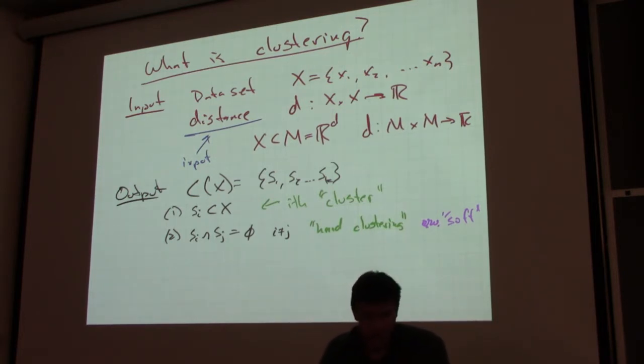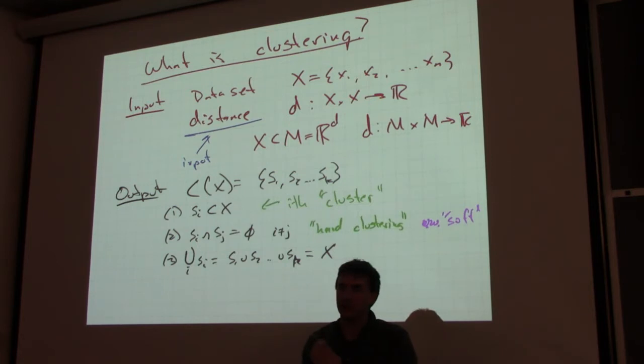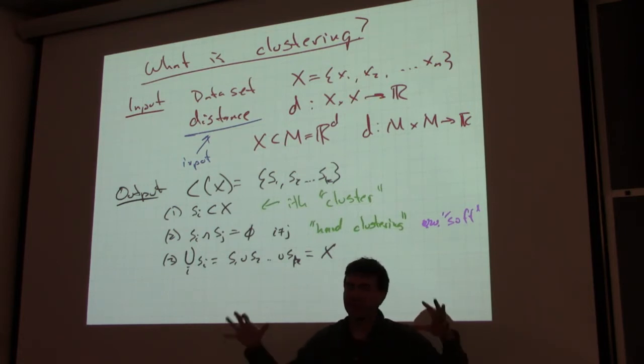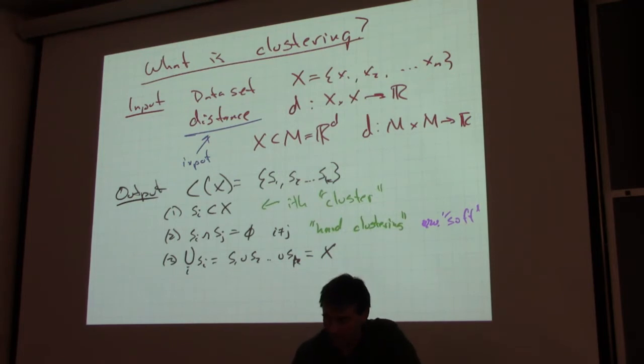And then the third requirement is that if you look at the union over i of Si, which is S1 union S2 up to union Sk, then this is equal to X. So this means it's some sort of partition of the data. I've split the data into k different parts. Each of these is a cluster.